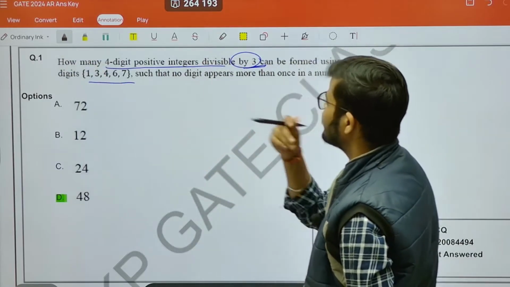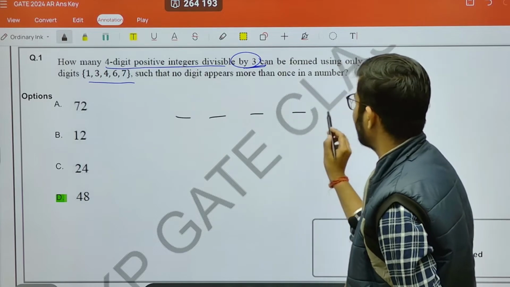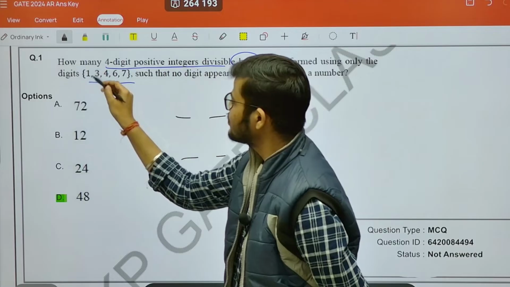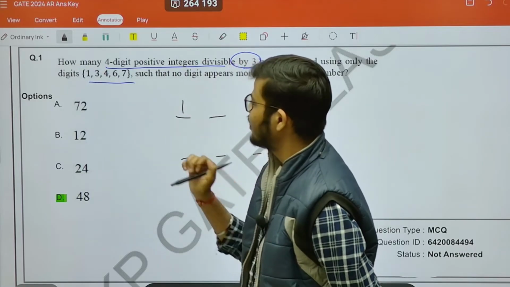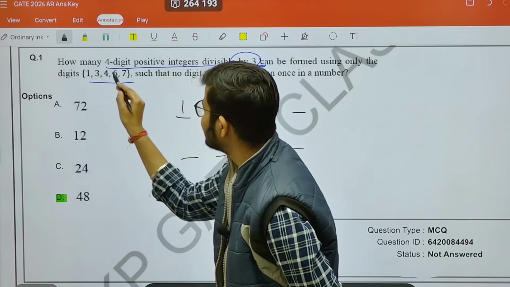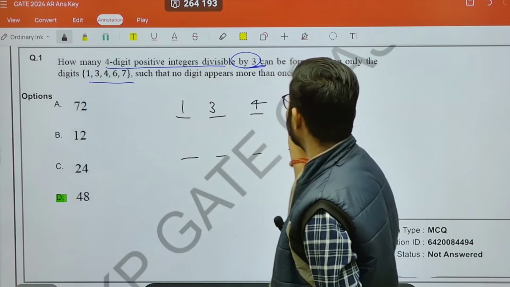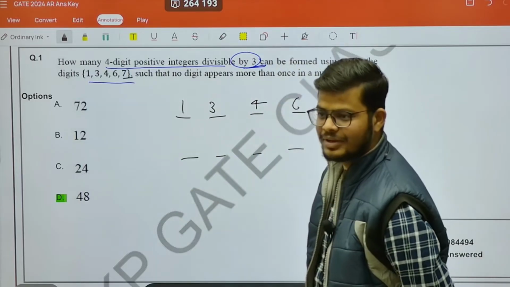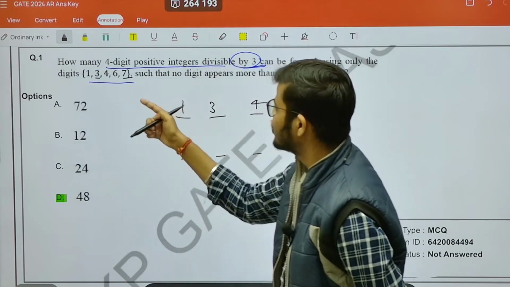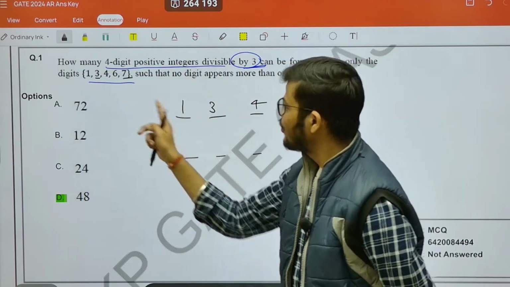Okay, so let's talk about this question number 1. How many combinations are possible? Just try to write it. If we use the first digit as 1, what combinations can we make? First we can use the digits 1, 3, 4, 6. In this case we skipped the 7. For the other combination, we can skip the 3 also. Now we are going to skip this 3.